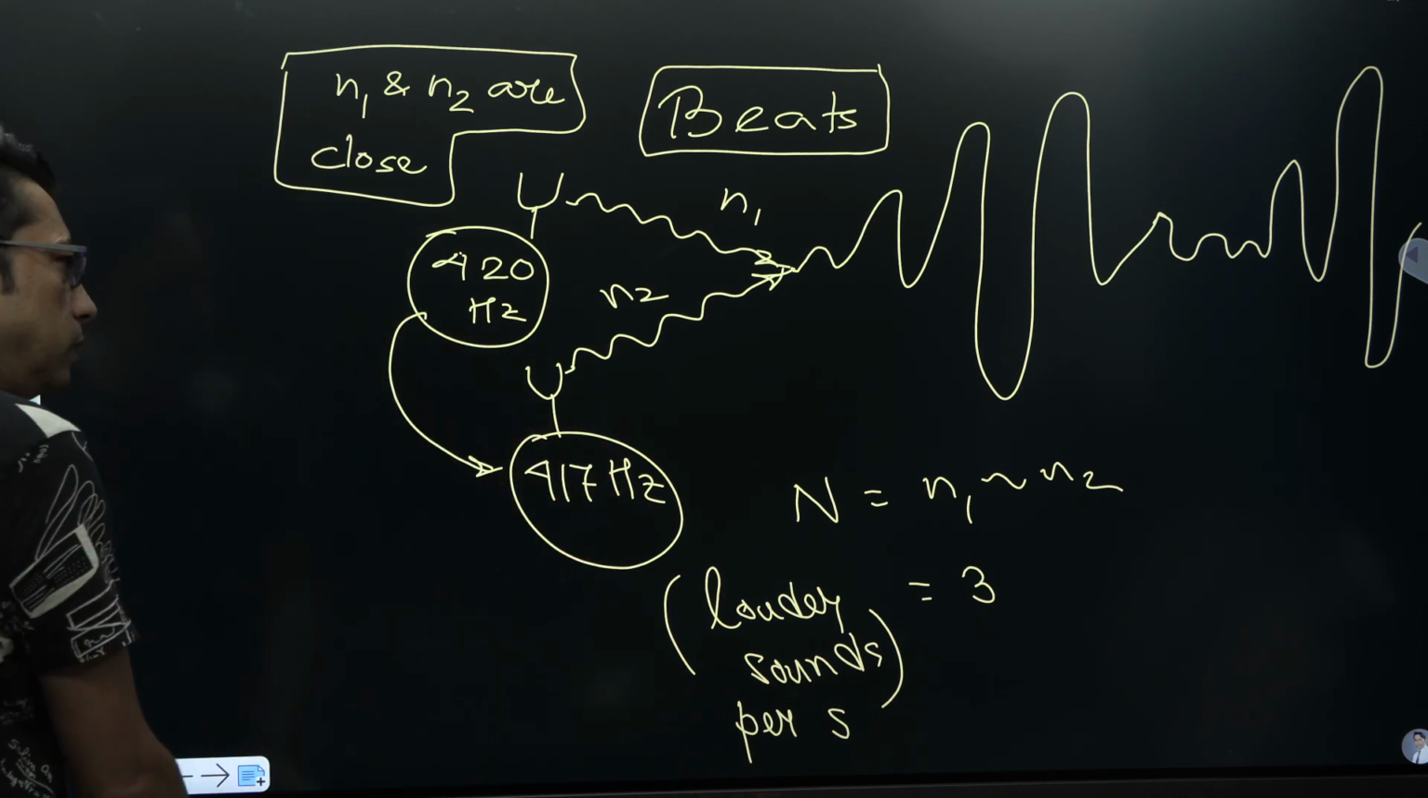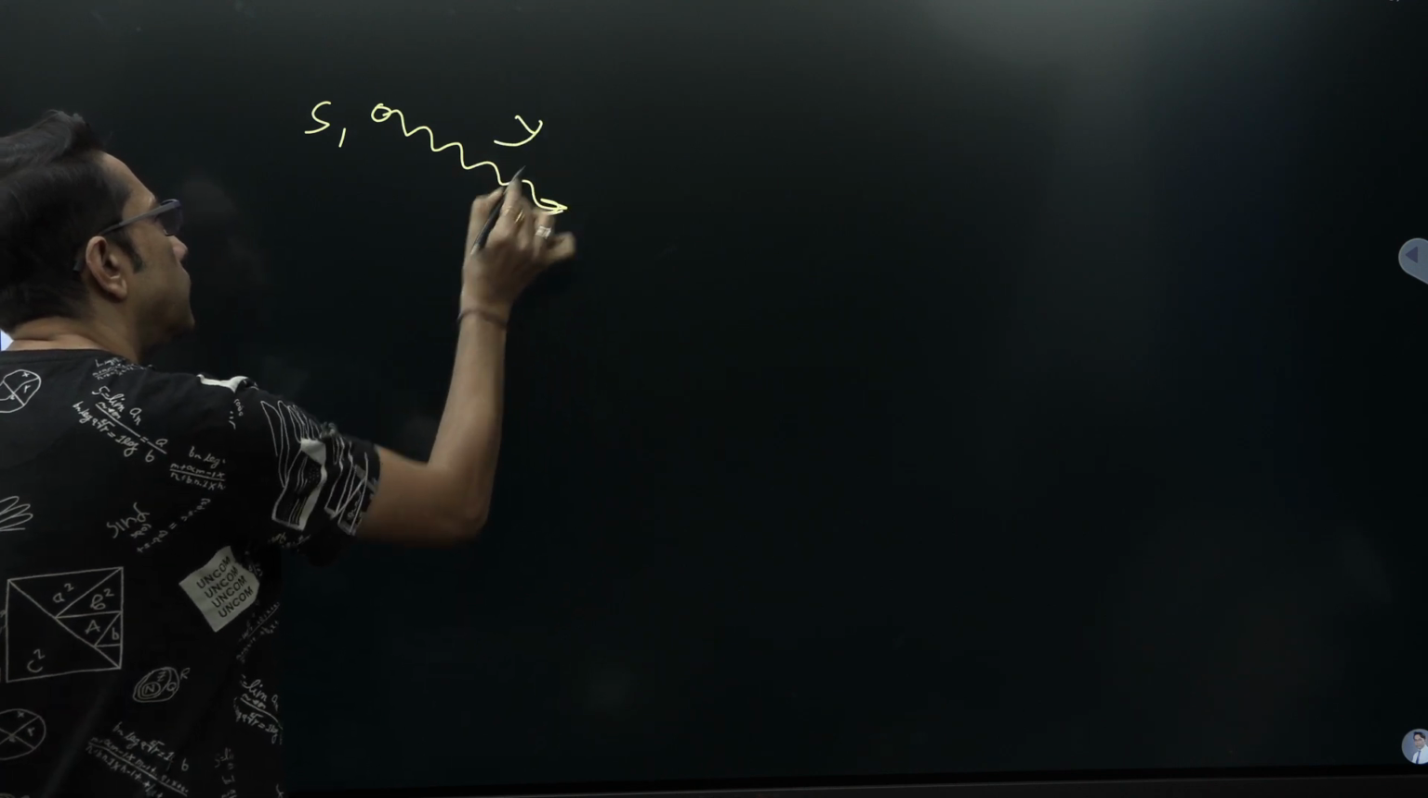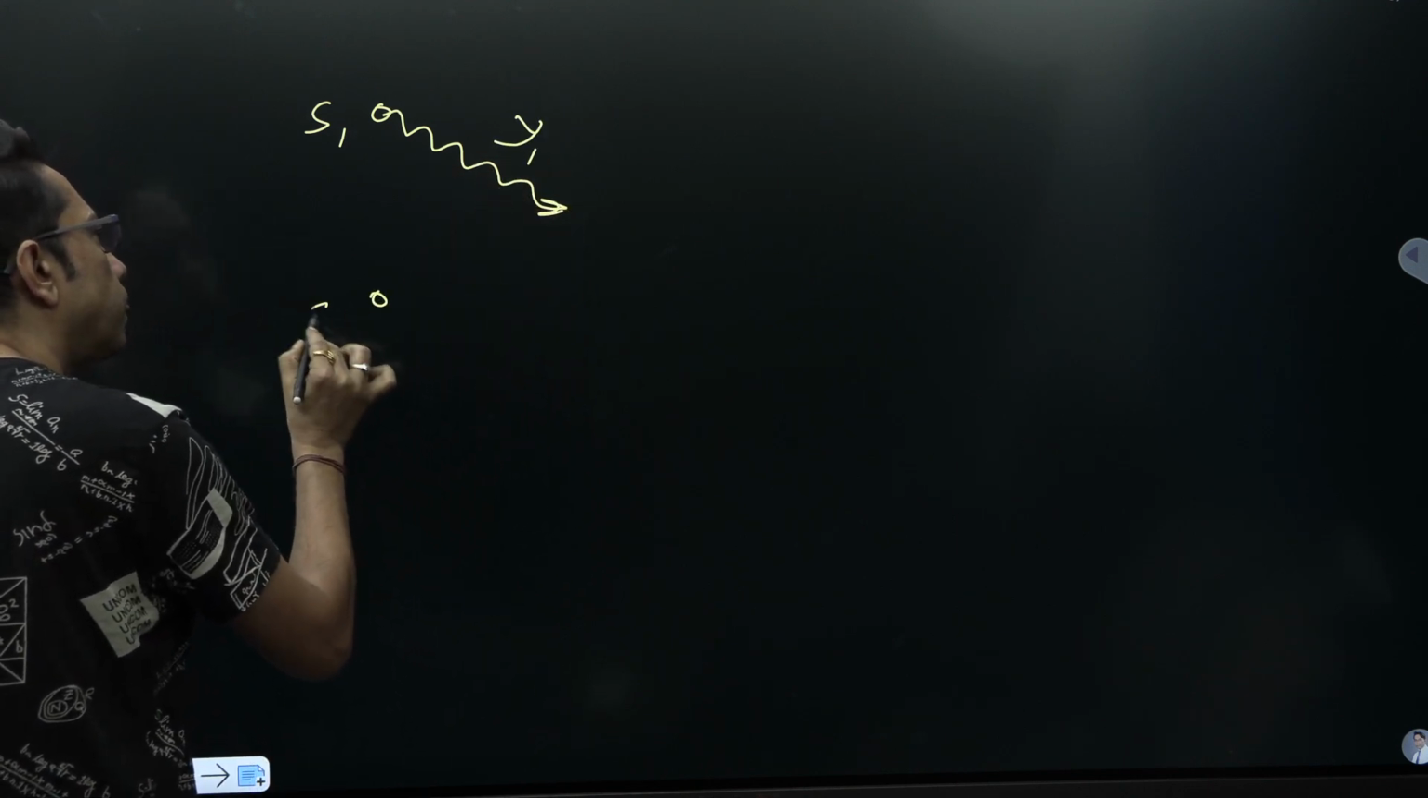Now let us go to the mathematical part of this. Say this is source 1. Keep in mind that tuning fork, and that is releasing a wave of frequency N1.